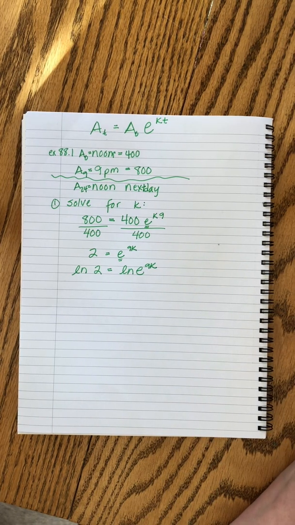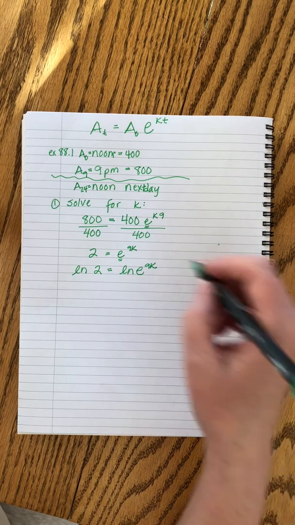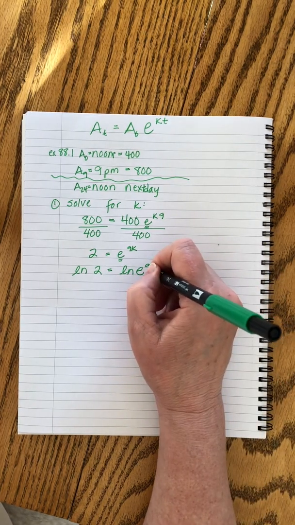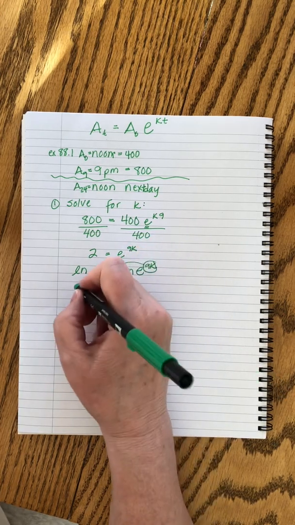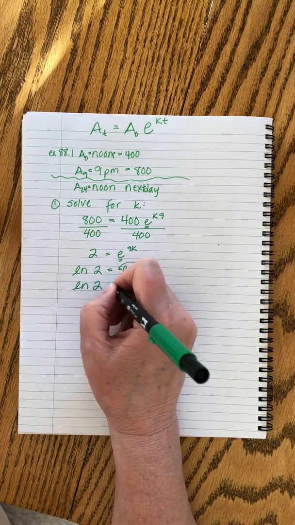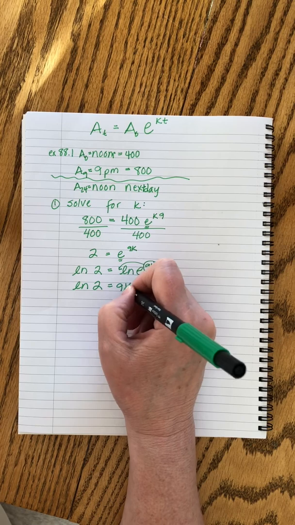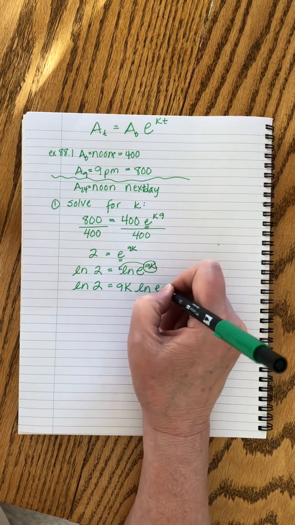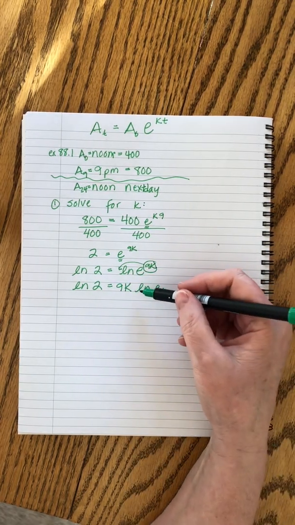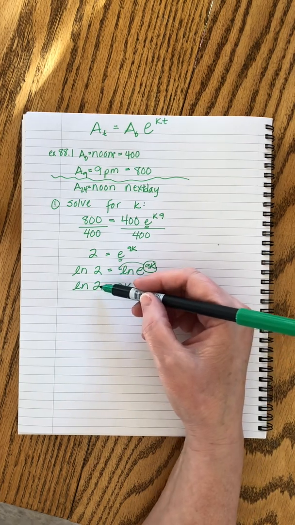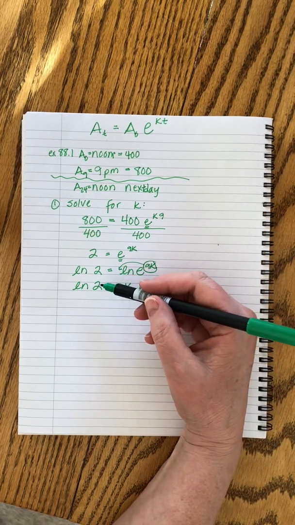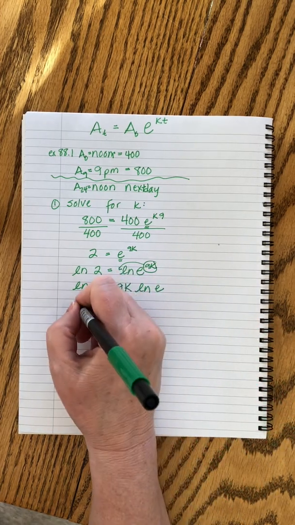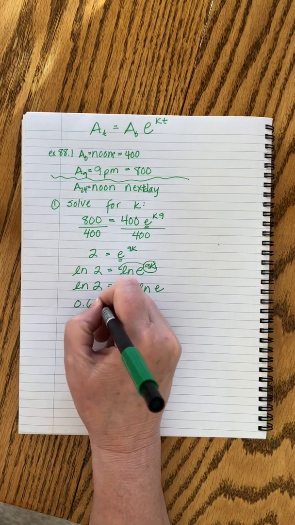Okay, now I can use my power rule to take this and jump it down here. So I'm going to just keep writing this. You don't have to necessarily show every step once you get the hang of it. Okay, this I will use a calculator and I will simplify and I will find out that this is equal to 0.0693.